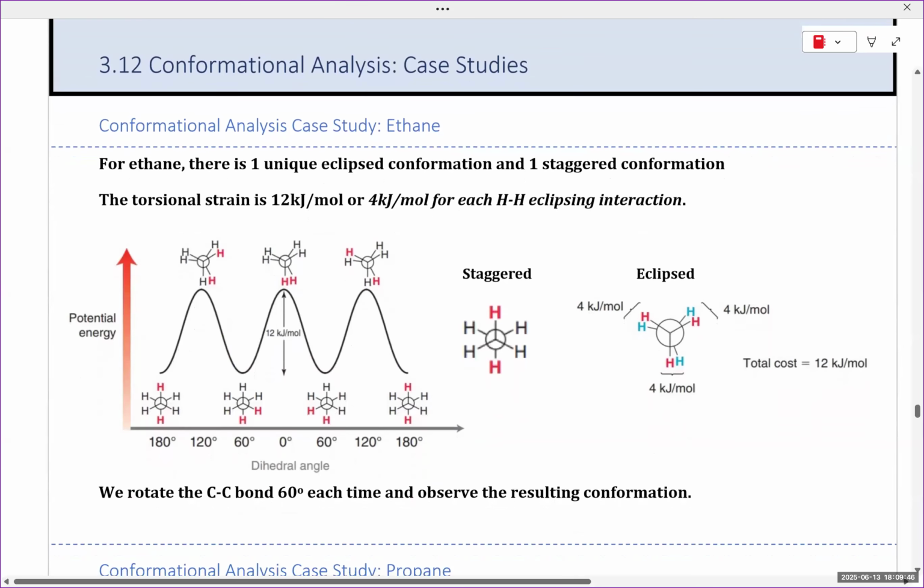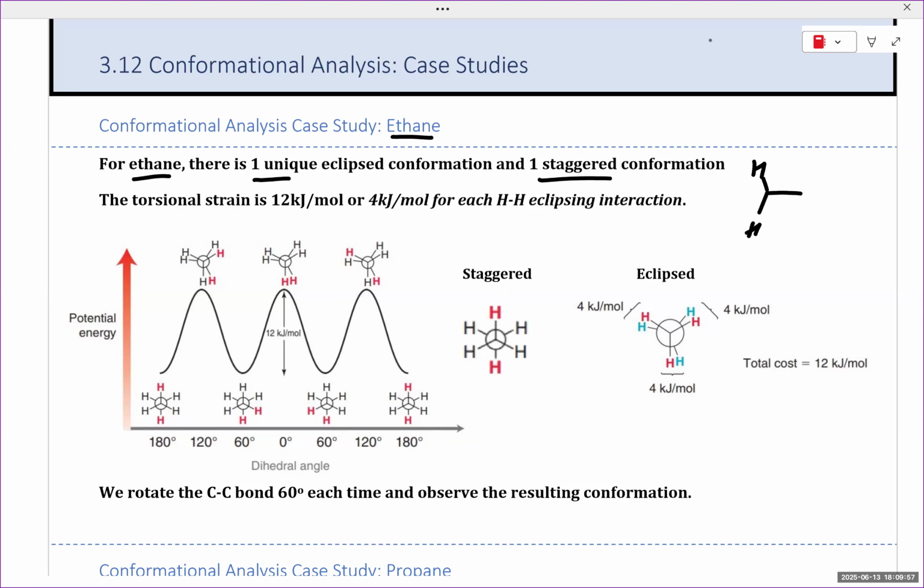So let's look at some simple case studies here. Let's look at ethane for a moment. For ethane, there is one unique eclipsed conformation and one staggered conformation. Ethane looks like this. C2H6. As you can see, as we rotate our carbon-carbon bond and we observe the Newman projection down the carbon-carbon bond, we see that there is really only one unique staggered and one unique eclipsed conformation.